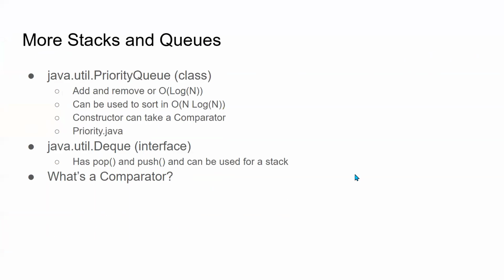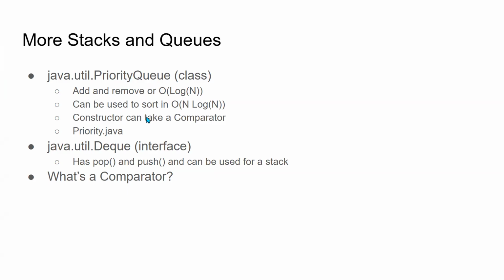And there are some other ones. One is the priority queue. And this is an object that's built on something called a heap. Heaps are beyond the scope of this course, but I encourage you to look up how they work. A priority queue allows you to add or remove something in order log n time.